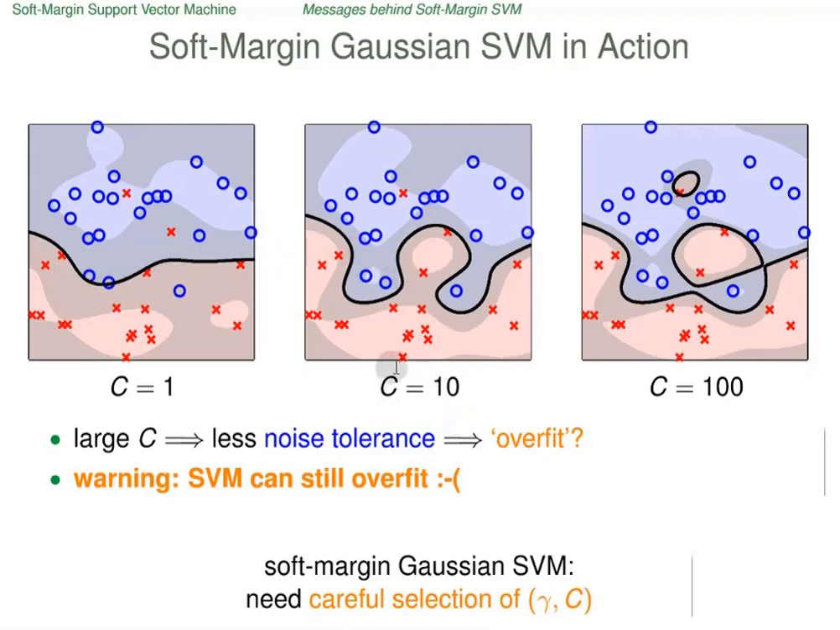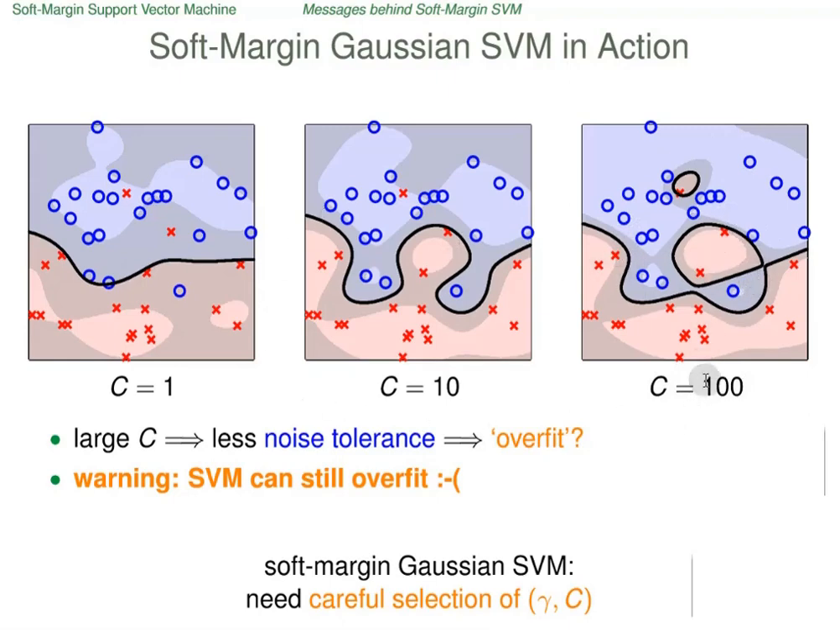When C is in between, let's say from low to high equal to 10, we see a bit more complicated boundary, right? So here we are giving up some of the points. While when C is high, it will try to correct all the mistakes without violation using, let's say, the Gaussian kernel in this case. When C is equal to infinity, we recover hard-margin SVM.